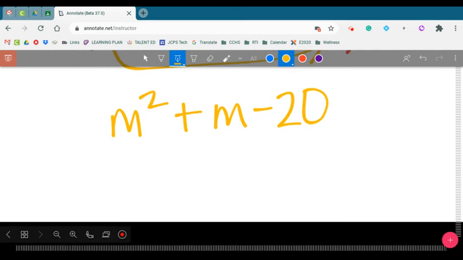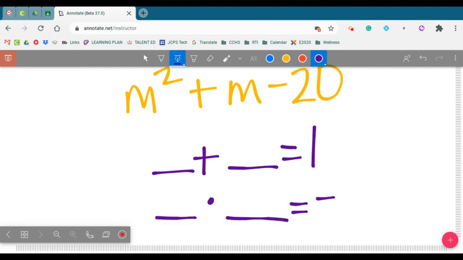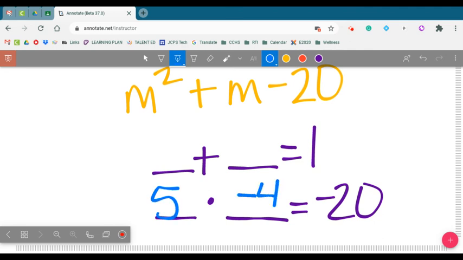10 times 2 is 20. Factor: what plus what equals 1, what times what equals negative 20. You're going to get 5 and negative 4.